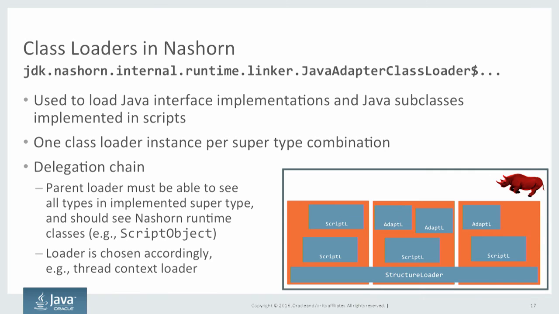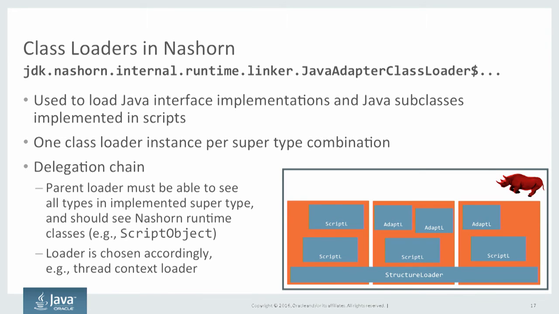The parent loader, it's not that simple. We have to find a loader that can see all reference types in the supertype or interface implemented. So if we implement some Foo type and that has a method returning Bar, we have to find a loader that can see both of them, which means we may have to walk up some part of the class loader chain until we find that.